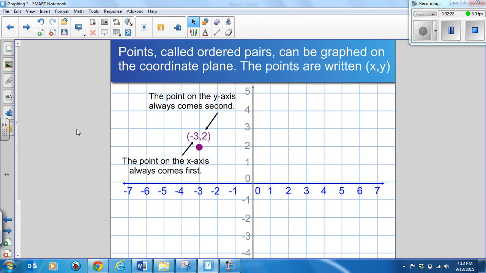Points, called ordered pairs, can be graphed on the coordinate plane, and the points are written x, y. So your x always comes first, and your y always comes second. Now notice that the point lines up with -3 on the x-axis and 2 on the y-axis. So it's -3, 2. It's important that you don't switch the order of these, because if you do, that would be a different point. So if I had 2, -3, the point would be right here.